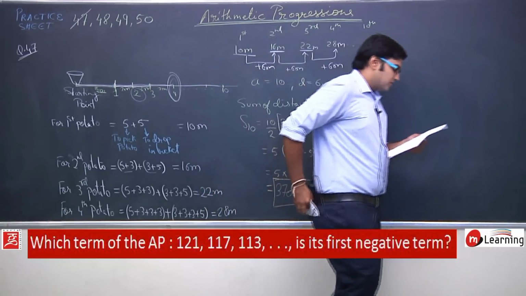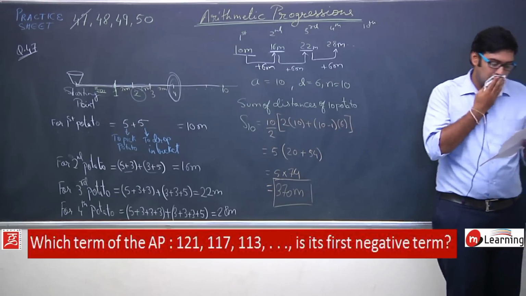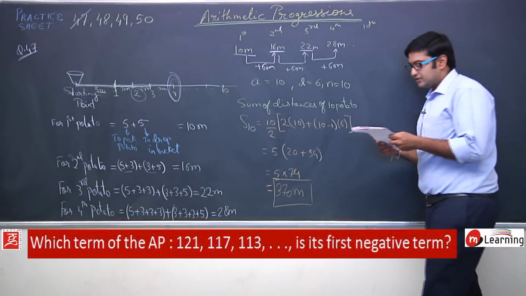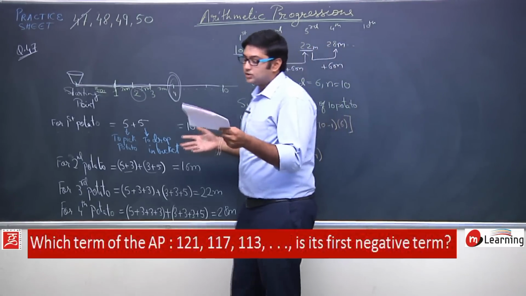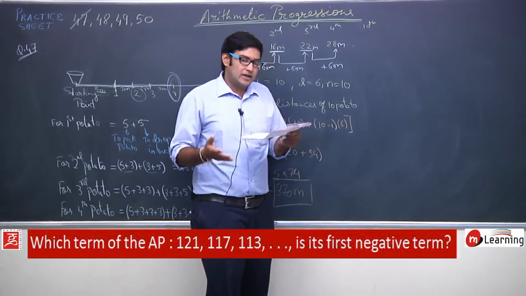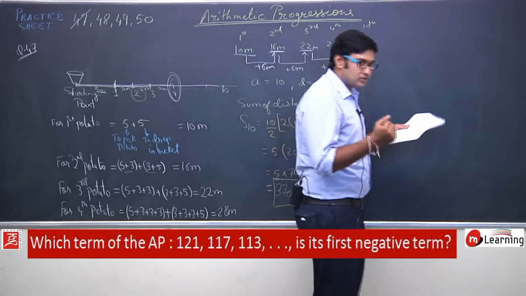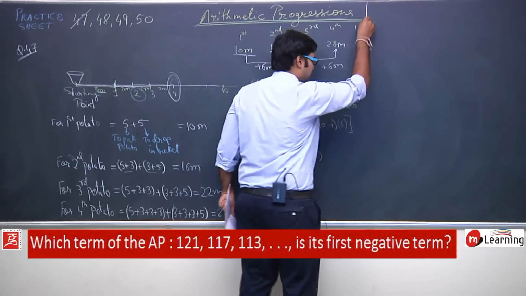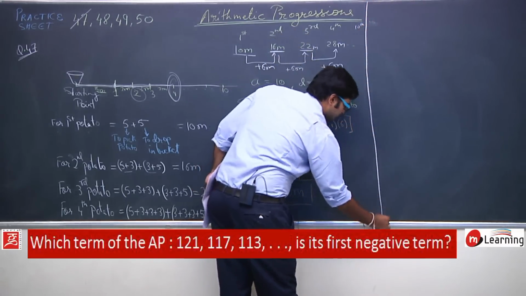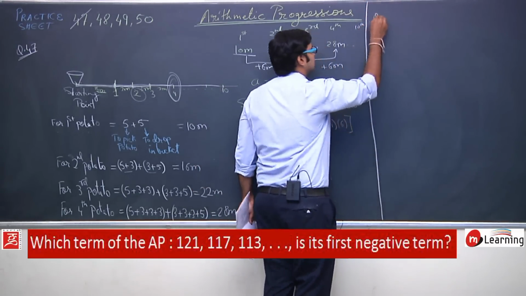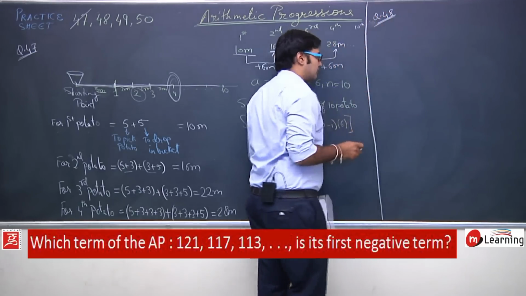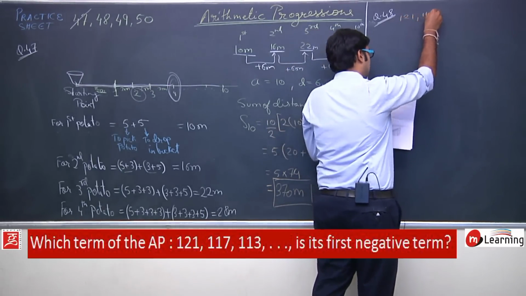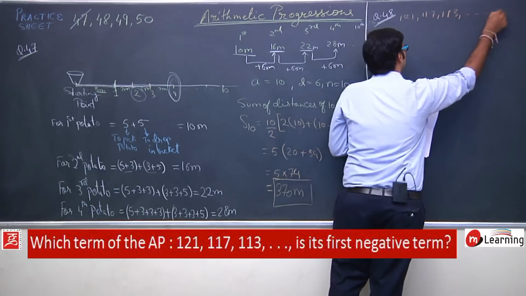The next question is: which term of the AP 121, 117, 113 and so on is its first negative term. Okay. So what it is asking is which term of the given arithmetic progression is the first negative term. So first let us write the arithmetic progression. This is question number 48. The given arithmetic progression is 121, 117, 113 and so on.